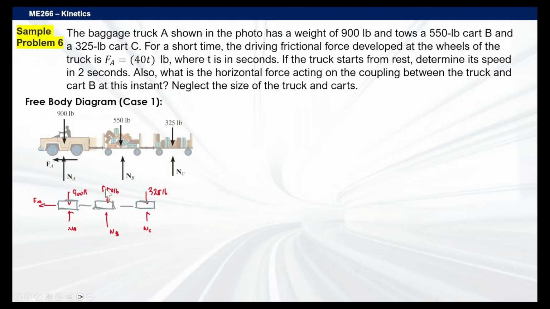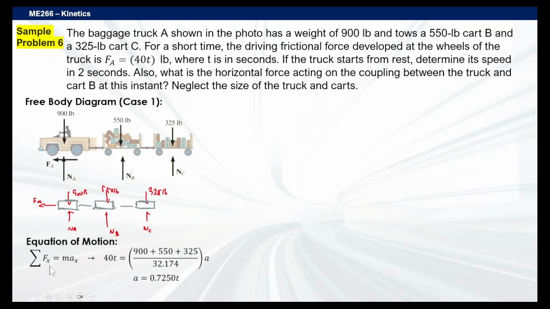Okay. And then we now establish our equations of motion. And like I said earlier, luckily we don't have vertical motions here, only horizontal. And we plot it out. The equation of motion for the x-axis should look something like this, and you'll be able to get the acceleration equals 0.7250t. Now, if you notice, why is 40t positive here?